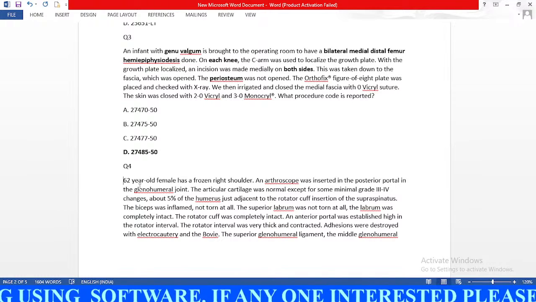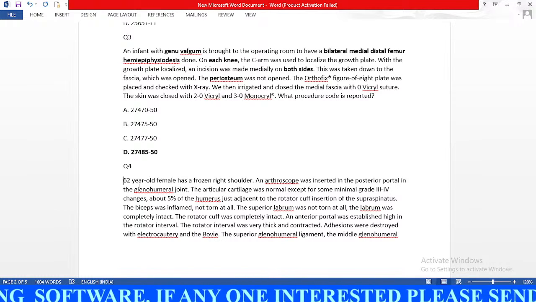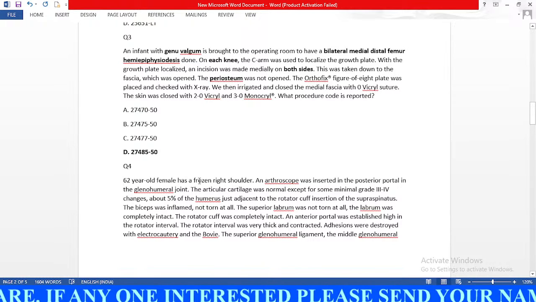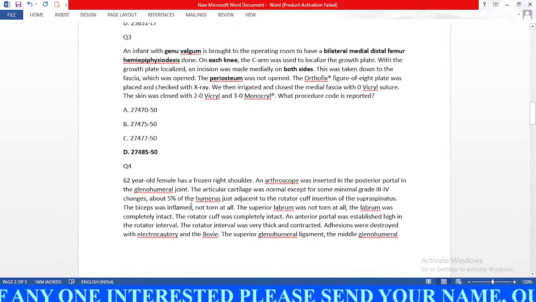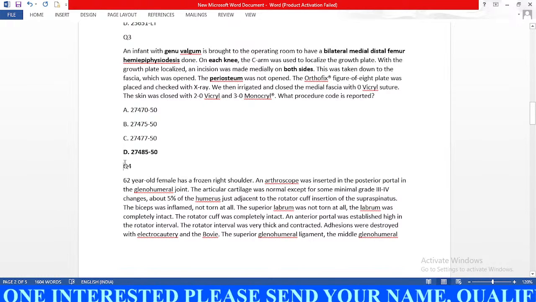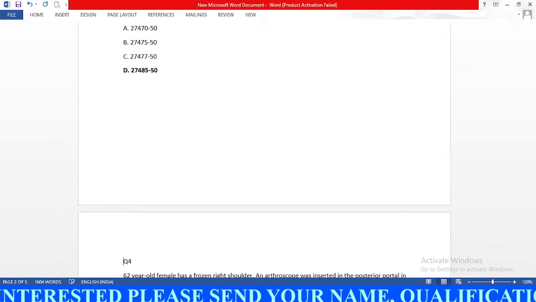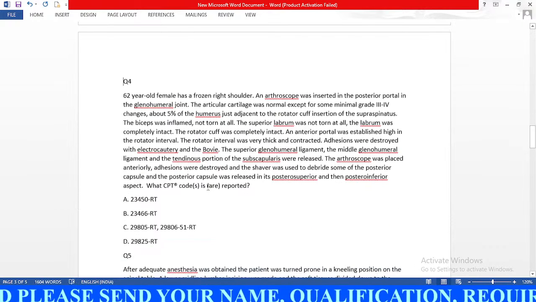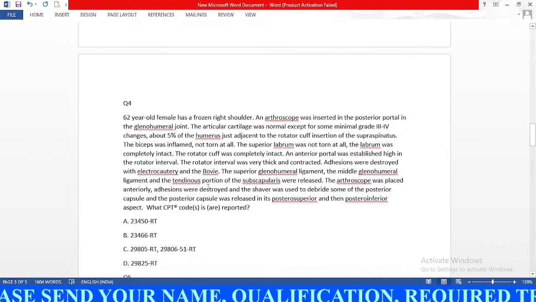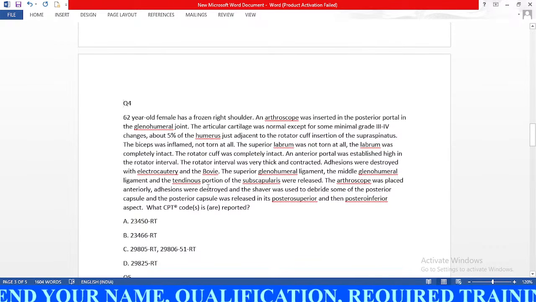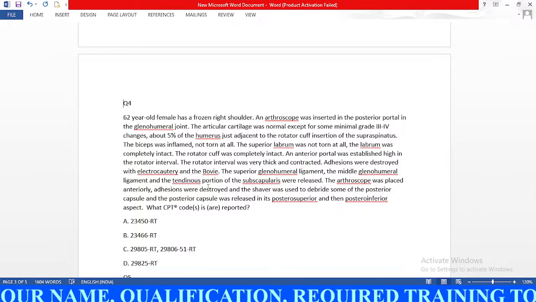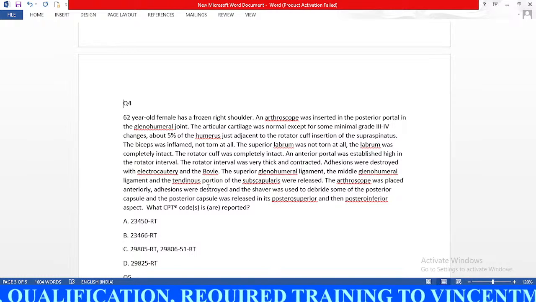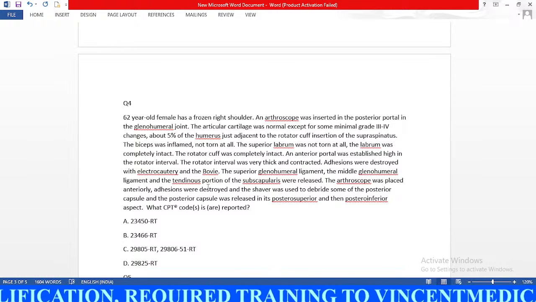Question number 4: a 62-year-old female has a frozen right shoulder and an arthroscope was inserted in the posterior portal in the glenohumeral joint. So guys, you can read this question and find the answer. You can get practice while writing the CPC also. Just read this question and write the answer. After getting the answer, while we are discussing, I will read it once again.